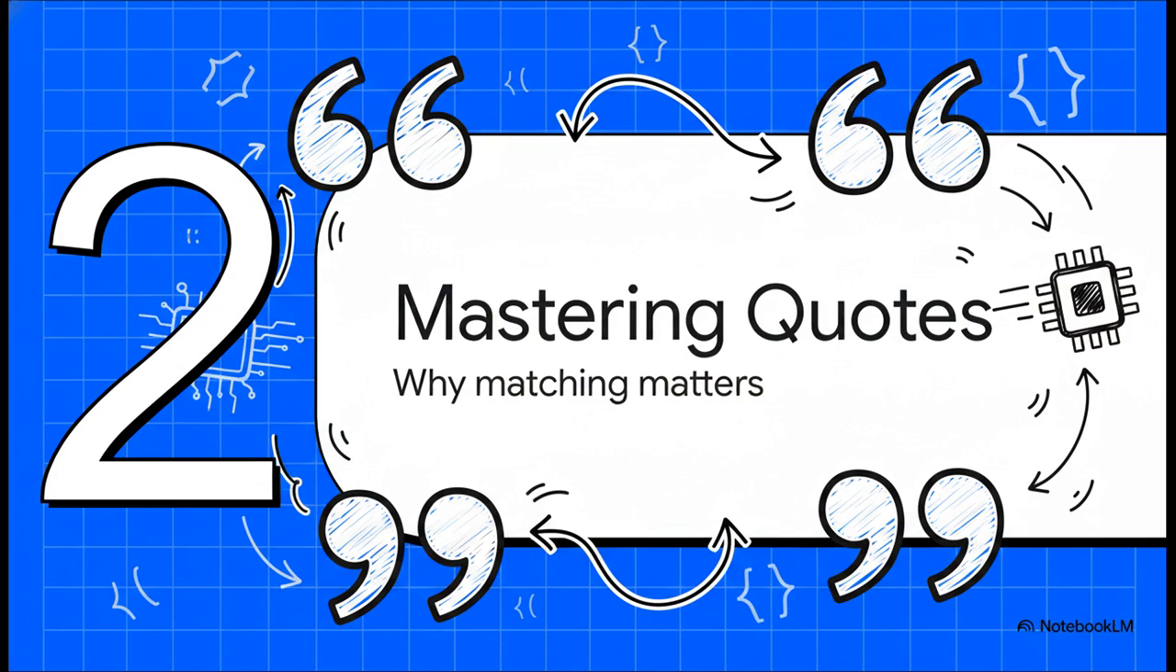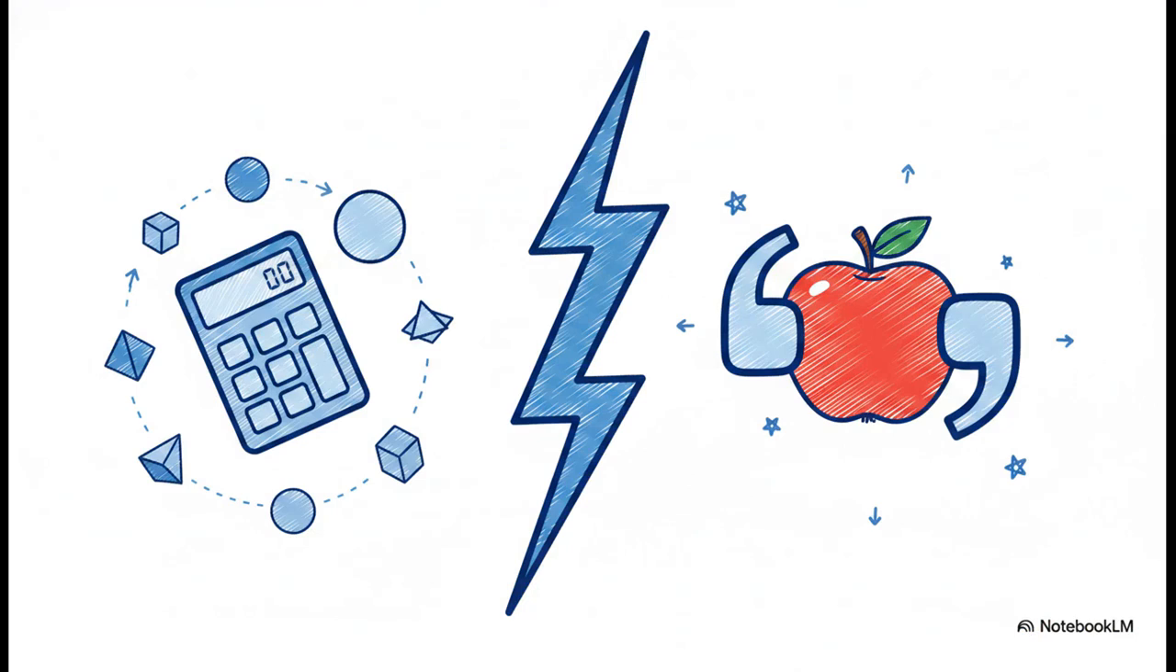Moving right along to Section 2, Mastering the quote marks and why matching matters. Now, what's really interesting about this concept is that computers are incredibly fast, but they're also easily confused. They need absolutely clear boundaries. Think about the profound difference between the raw number 17 and a 17 wrapped in quotes. While you and I look at both of those and immediately think of the mathematical value of 17, Python sees two entirely different universes. The integer 17, that's for math.